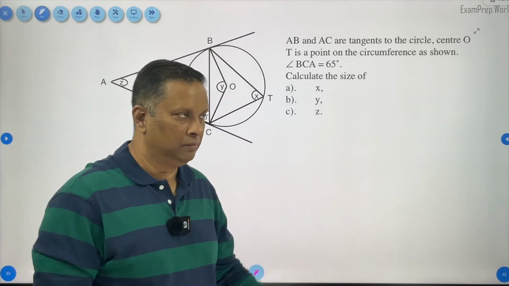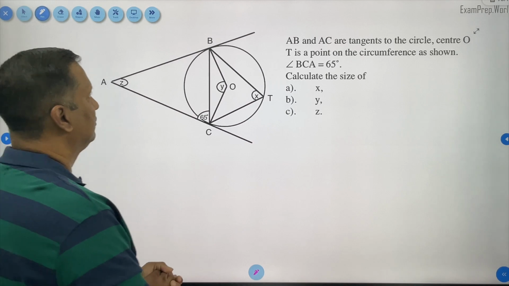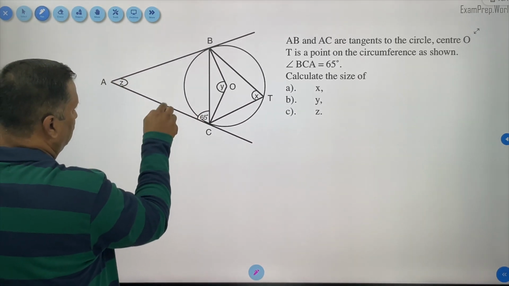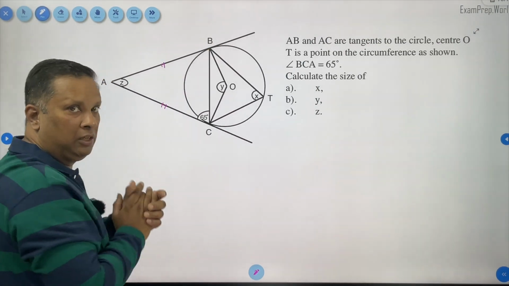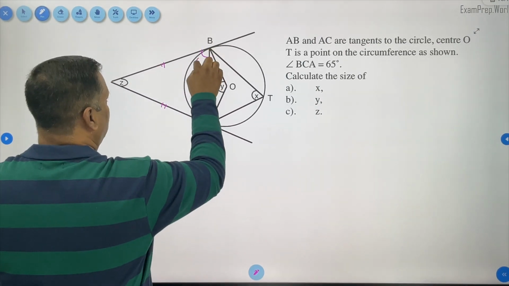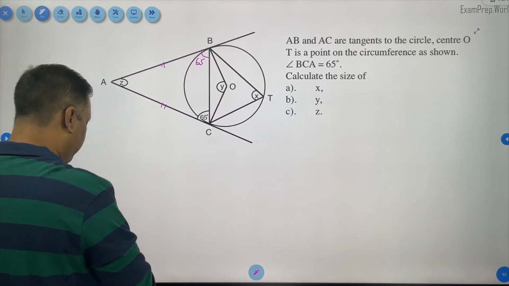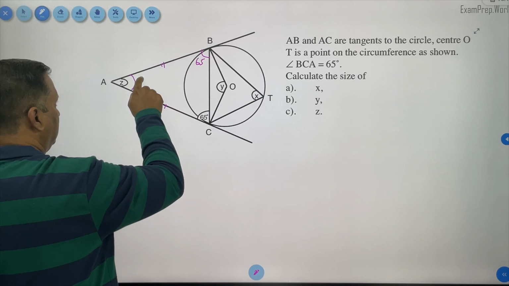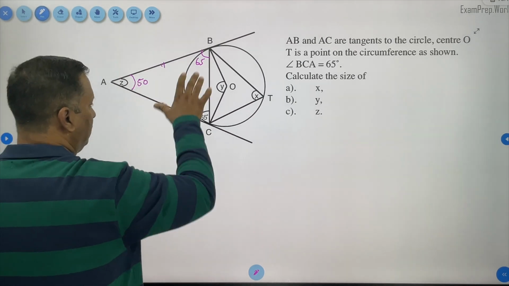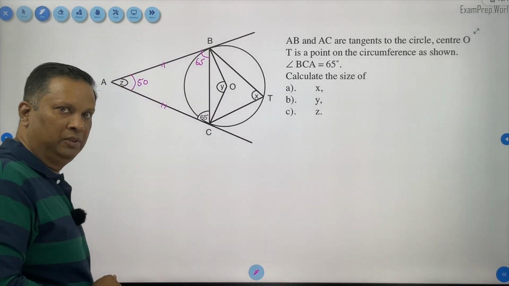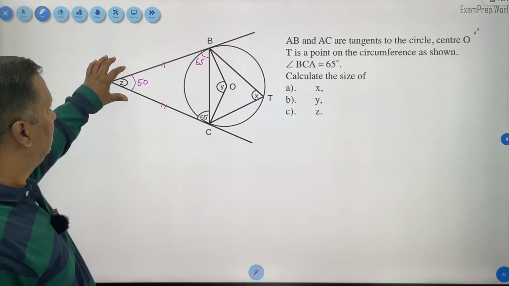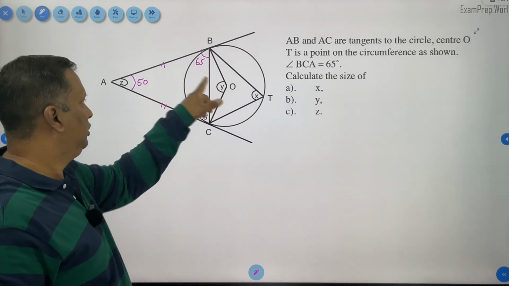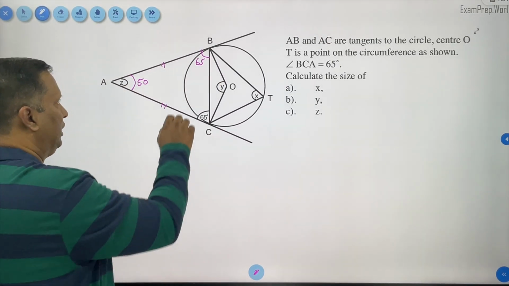So this question now. See, this is an isosceles triangle because tangents to the circle are equal. So if this is 65, this has to be 65. 65, 65 is 130. So this has to be 50, because the sum should be 180. 130 plus 50 is 180. Correct? Now if this is 50, how much is y? The sum of these two triangles, I told you, is 180. So y is 130.